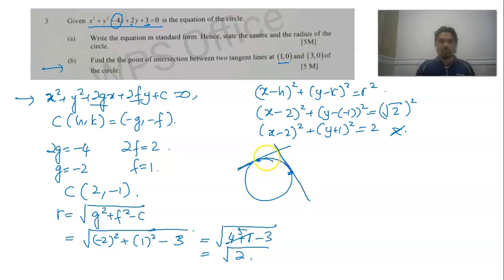Between these two tangent lines, the coordinates are (1, 0) and (3, 0). Just imagine this is my sketch. The center of this circle is (2, -1). We are going to find the gradient of the normals here and here, starting with the gradient of the normal first.